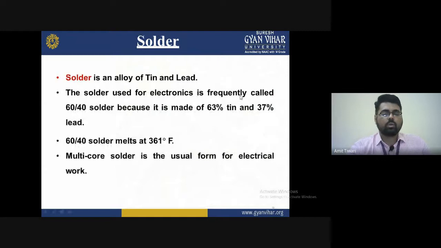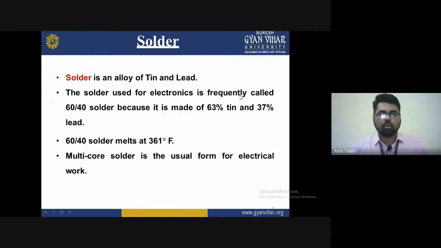Now, solder is an alloy of tin and lead. What is solder? Solder is an alloy of tin and lead, or the mixture of tin and lead is known as solder. And a solder used for electronics is frequently called a 60/40 solder because it is made of 63% of tin and 37% of lead.